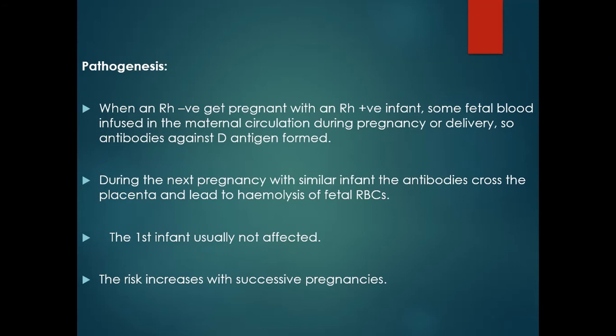The first infant usually is not affected, but the risk increases with successive pregnancies. For example, the first child will skip developing jaundice. The next will have mild jaundice. The next one will have more severe jaundice, and the succeeding one will be severely affected and might be delivered hydropic and die.